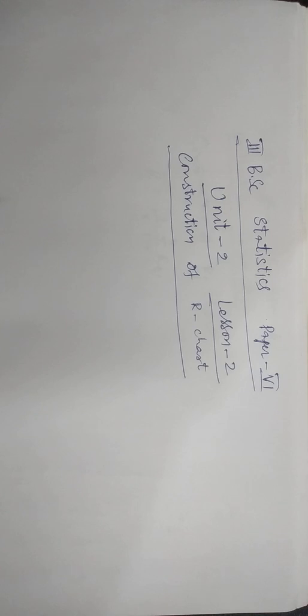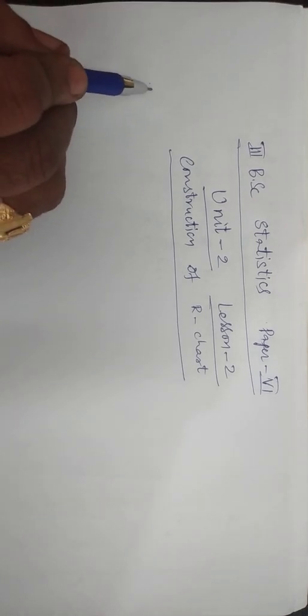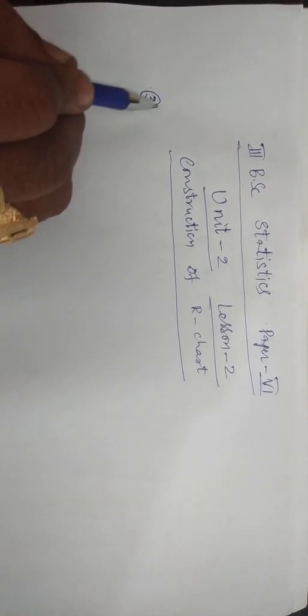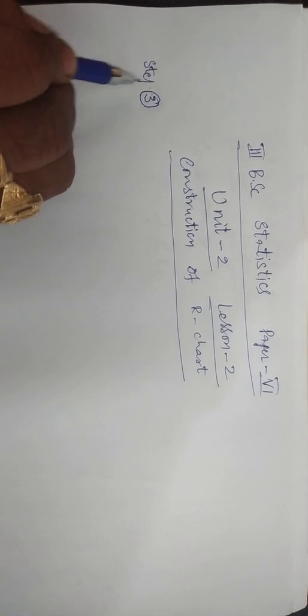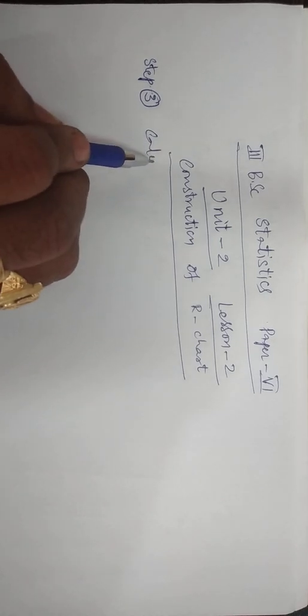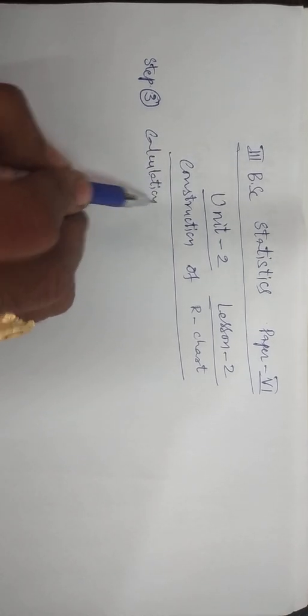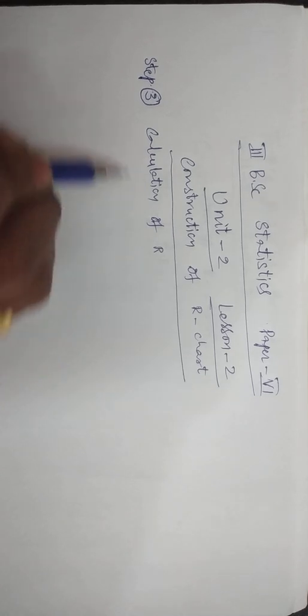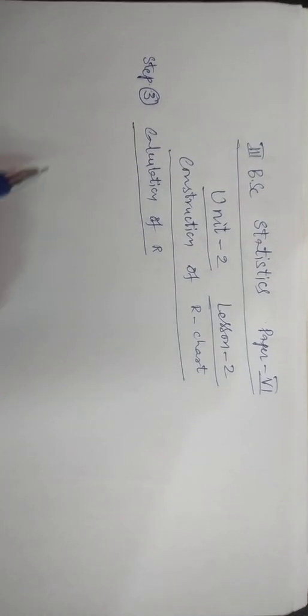Here there is no need to calculate X bar and S values. If you calculate all the corresponding values regarding R, that is enough. So therefore I am starting step number 3. That is the third step. What is step 3? Calculation of R. Calculation of R for each sample.